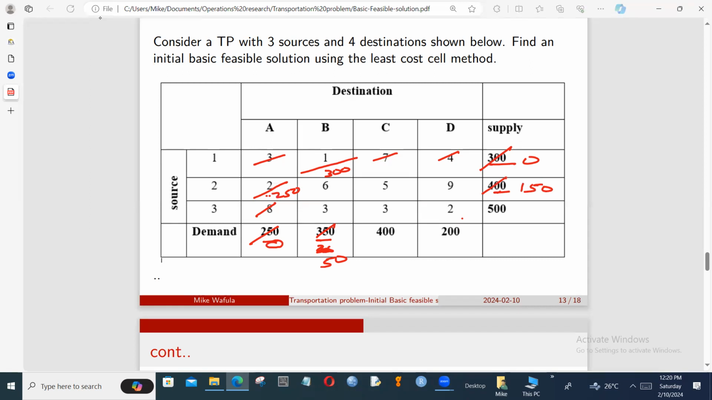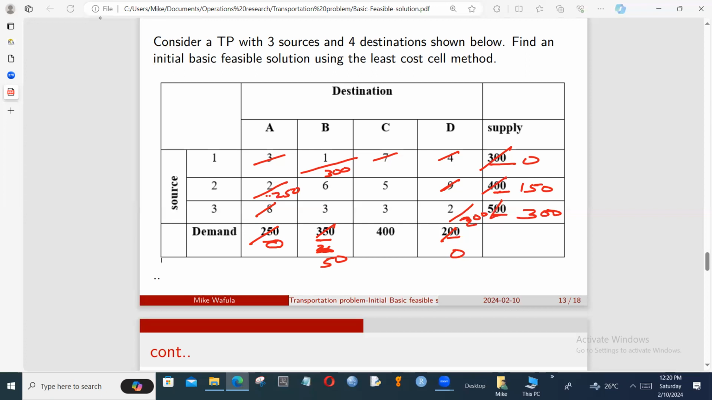The remaining ones, again, now that means we shall come to this other second 2, because the remaining 2 is still the smallest. So you compare 200 and 500, you will have to assign 200 here so that you meet the demand of destination D. But then source 3 will still be remaining with 300 more units to be supplied.